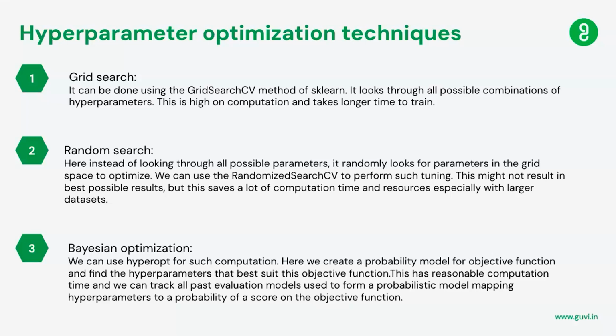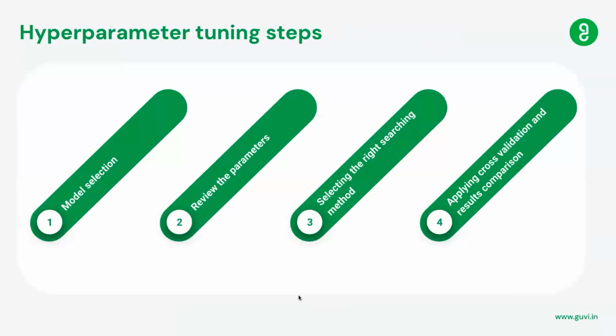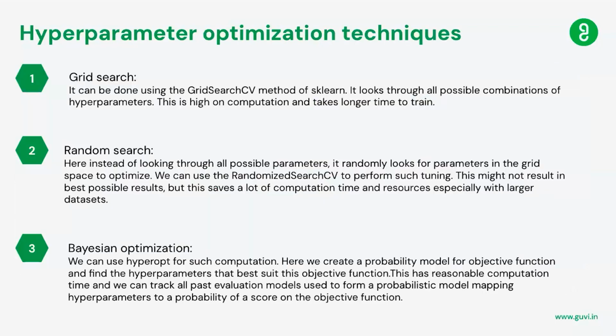Based on certain models, there are certain known experiments showing that these hyperparameter search techniques work with these kinds of models. So based on that, you can select the right model, select the right searching technique, and then perform cross-validation.